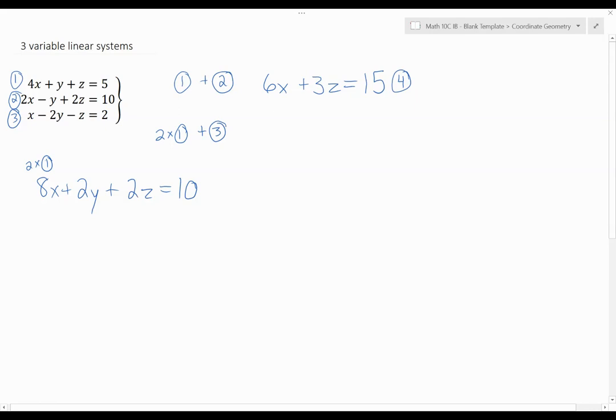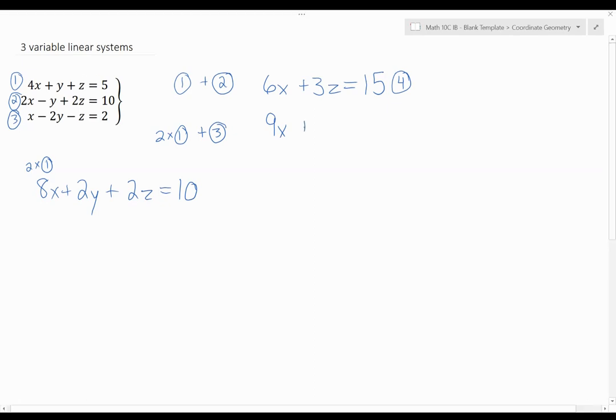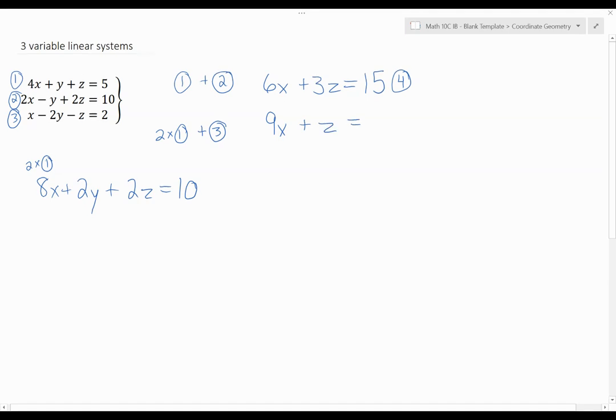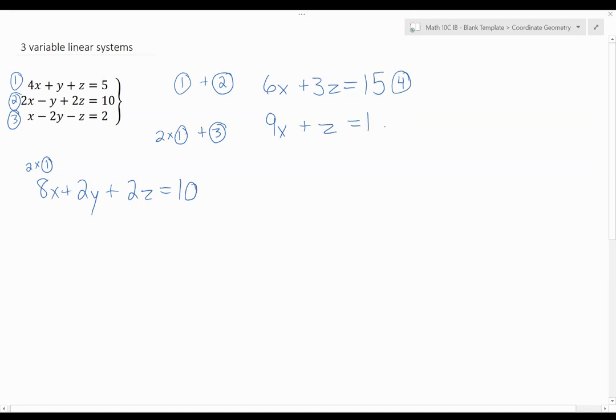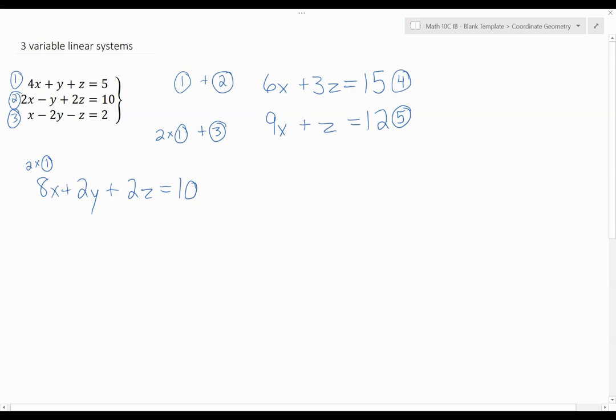So 8x plus x is 9x. 2y plus -2y is gone. That disappears, which was my goal. 2z plus -z is just z. And 10 plus 2 is 12. This is now equation 5. So what I've done is I've reduced this to a system of equations that is like systems I have already solved. So now I'm going to try and eliminate again.